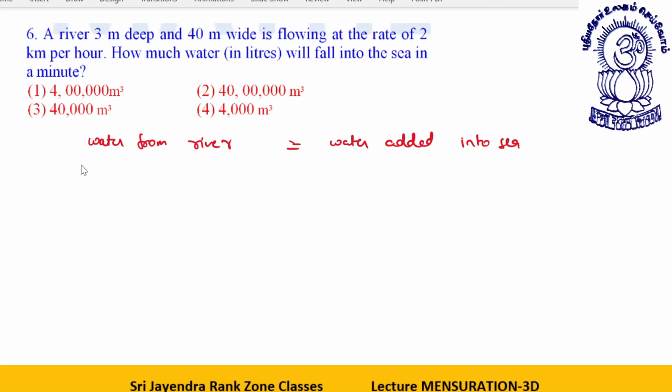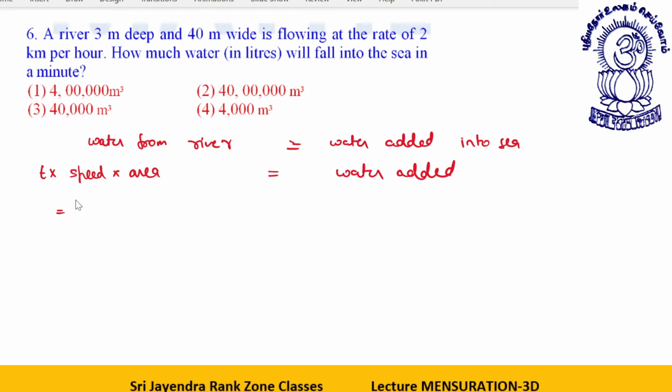Water added into sea. So what is the water out from a river? This is like time into speed into area. This will be equal to what? Water added into sea. How much water is being added into sea? This is we have to determine. Okay, fine. Water added. This is actually a simple question. Into sea in a minute. Okay, at the rate of 2 kilometer per hour.